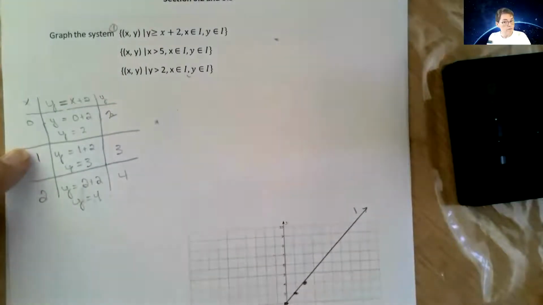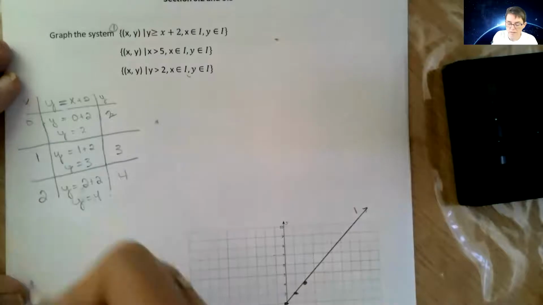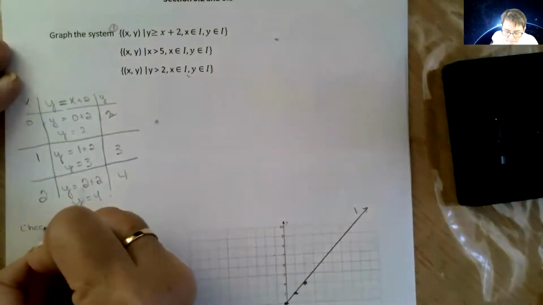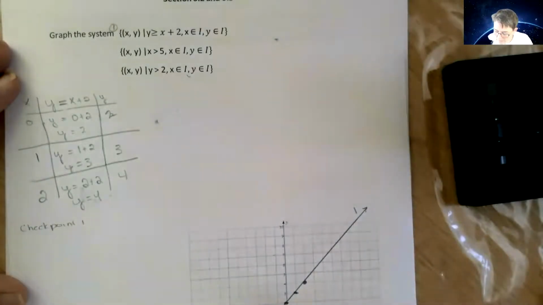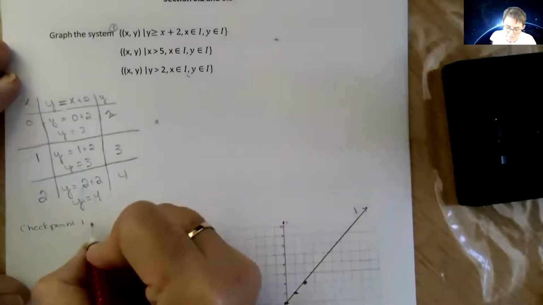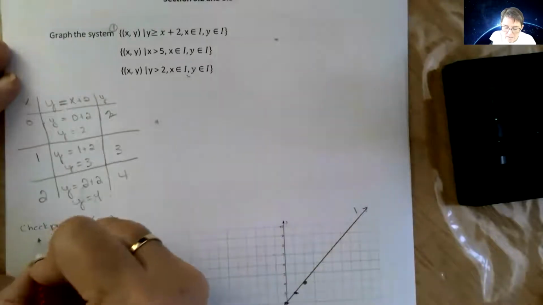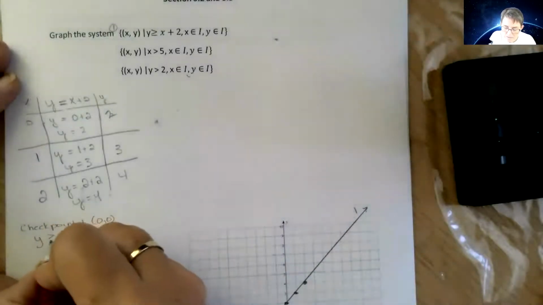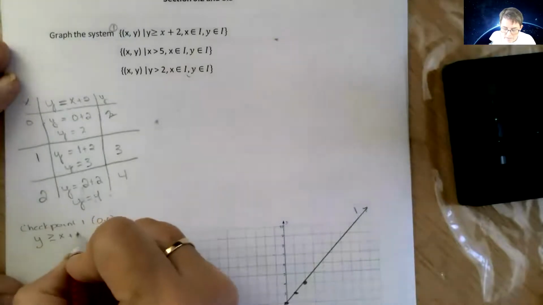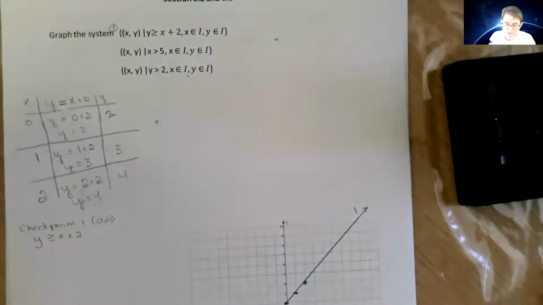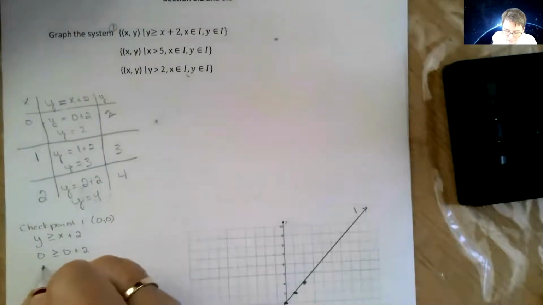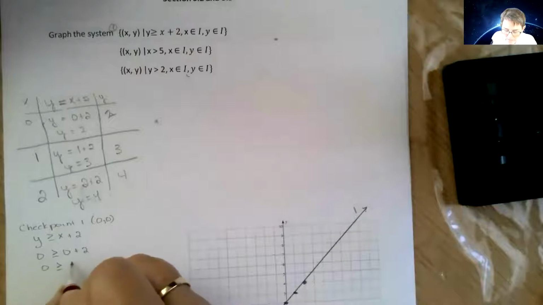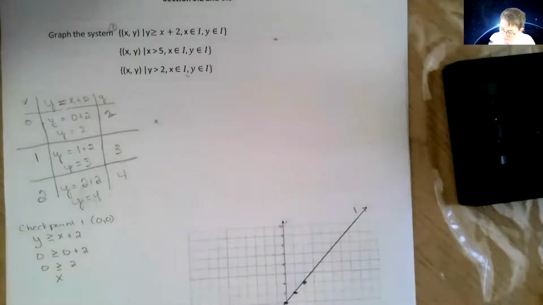We should do some checkpoints so we can figure out which side is the feasible region. Oh, look, I can use 0, 0 again. So y is greater than or equal to x plus 2. I'm not thinking this one's going to work. So 0 greater than or equal to 0 plus 2. 0 is greater than or equal to 2. And that's not true. So not this side.